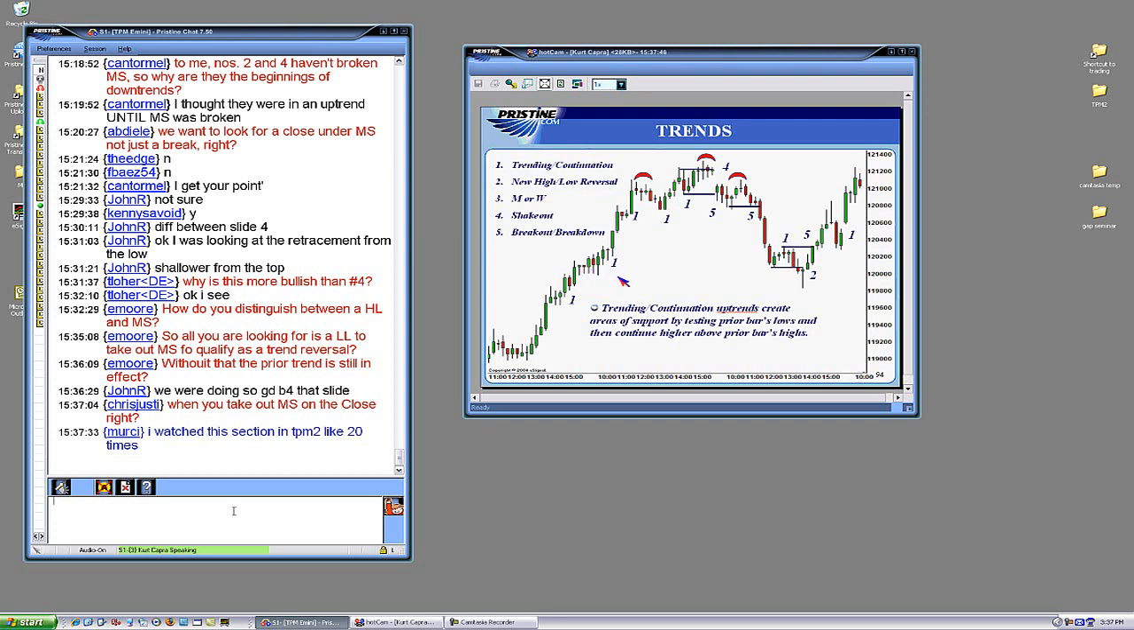So, trending or continuation of uptrends create areas of support by testing a prior bar's low and then continuing to move above that prior bar's high. You can see that here. And then at 2, right, 2 represents a new high or low reversal. We only have one of those down here. Broke to a new low and reversed back up. M or W's, we don't have any of those here.